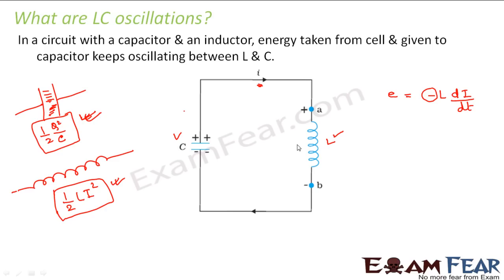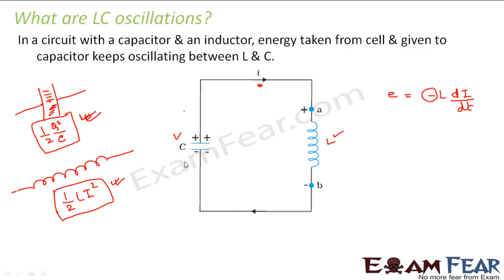So when the capacitor is completely discharged, that means there is no charge stored in the capacitor. That means there is no energy stored in the capacitor. So at that point of time, all the energy is stored by the inductor as magnetic field energy, that is, as this energy, half Li square. Now what happens when the inductor is storing all the energy? Again, this inductor will start charging the capacitor. So the capacitor will start charging again.